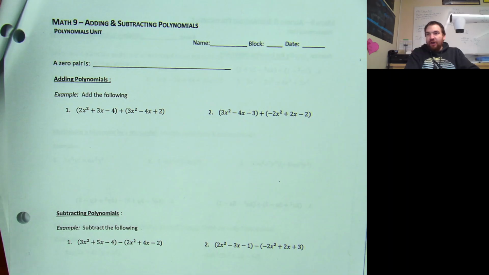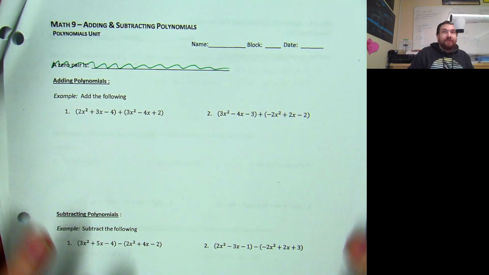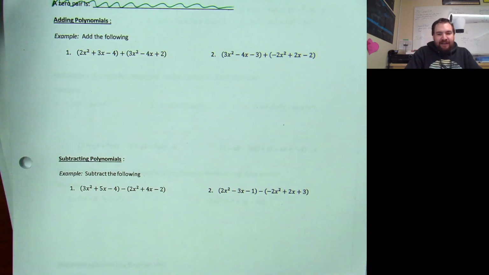So, adding and subtracting polynomials. You're going to add and subtract polynomials exactly the way we've done this before. I don't care, scribble this part out here. You guys are good with this. We don't need zero pairs. We're just going to talk about adding and subtracting these things.